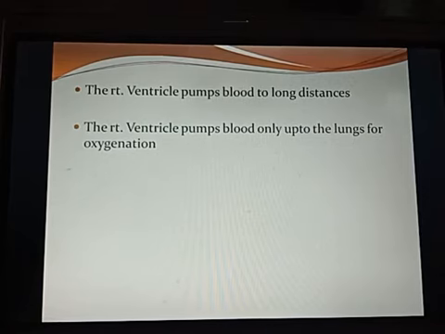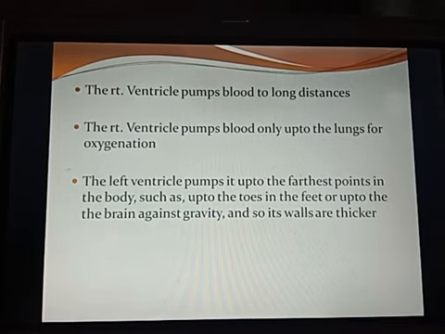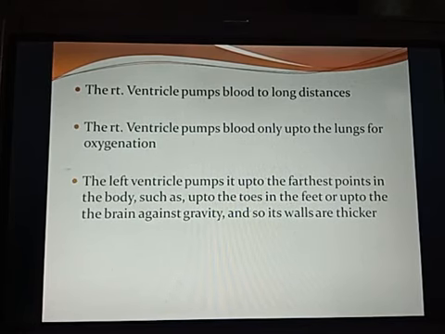Okay, so when the right ventricle is pumping the blood to the lungs for oxygen, what kind of blood will it be? It will be deoxygenated blood. That is why it is being taken towards the lungs for getting oxygenated. The left ventricle pumps it up to the farthest point in the body, such as to the tip of the toes, in the feet, and up to the brain. That will be against gravity. That is the reason the walls of the ventricles are thicker, basically that of the left ventricle.